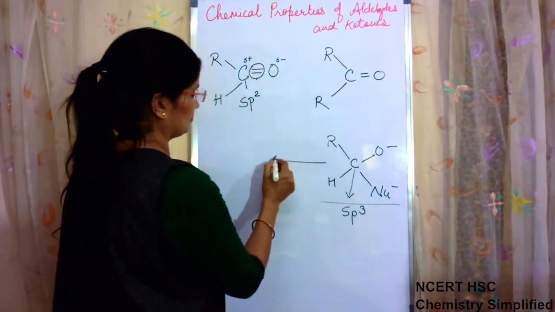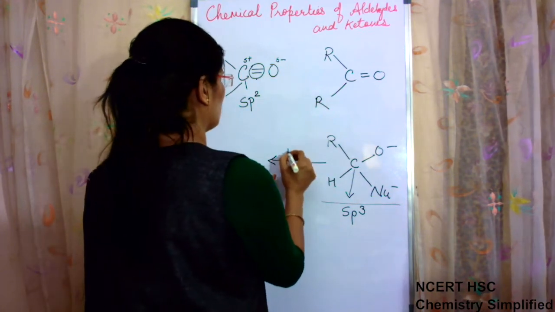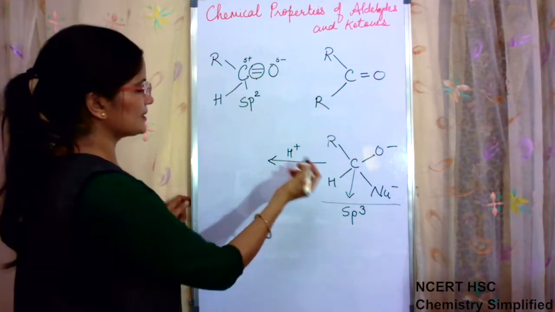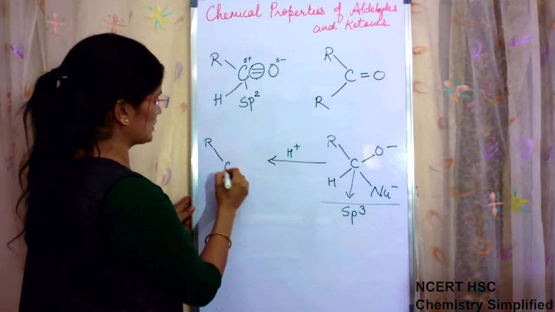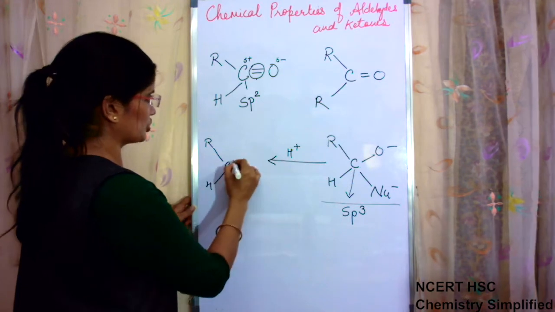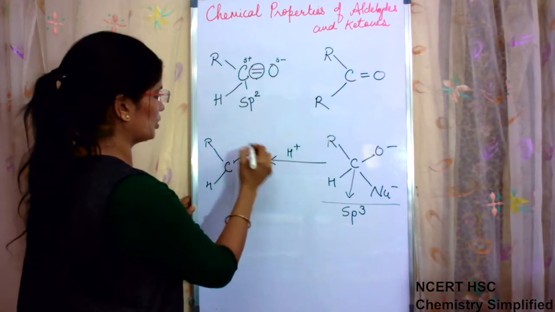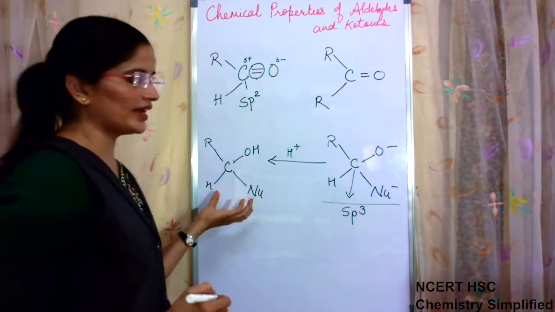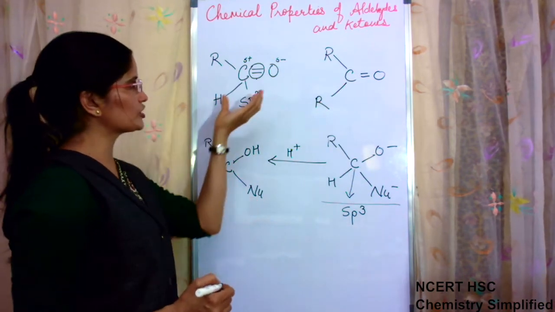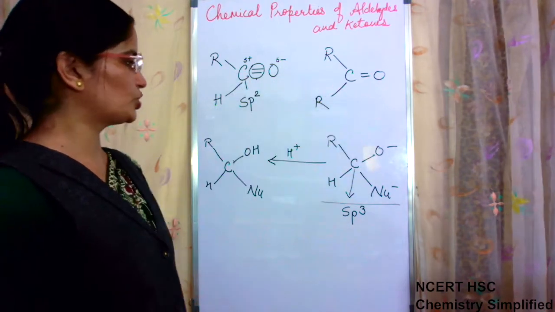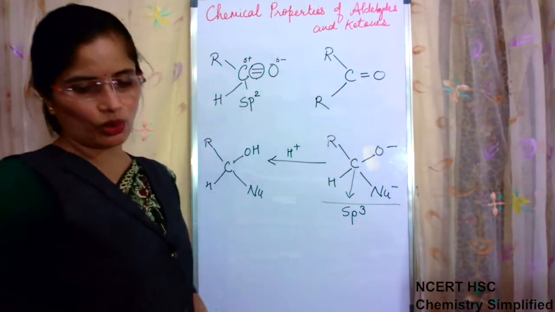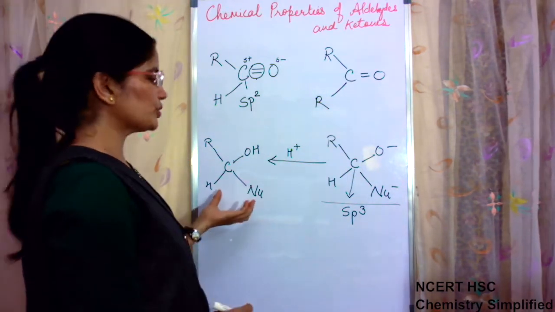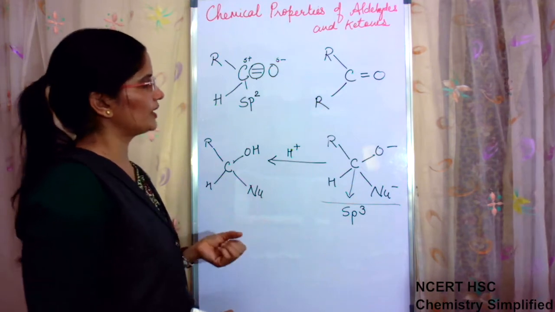After this, in this reaction, by the attack of H positive from water or from HCl, O negative will bond with this, giving R, C, H, OH with the nucleophile attached here. So these are called addition products which are formed in case of aldehydes and ketones. The type of reactions will go on the same way. So we are finally going to get addition products in these type of reactions.